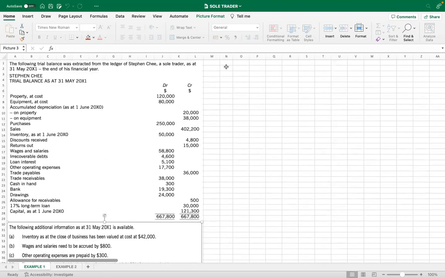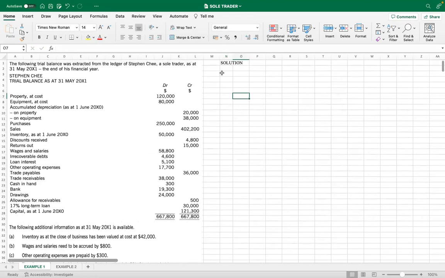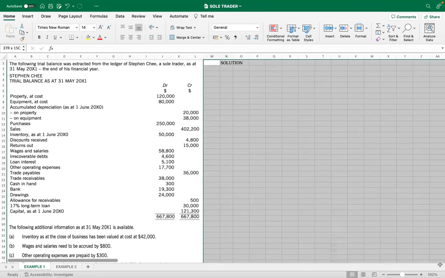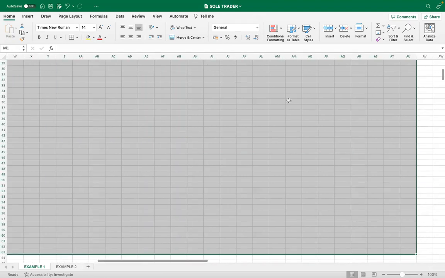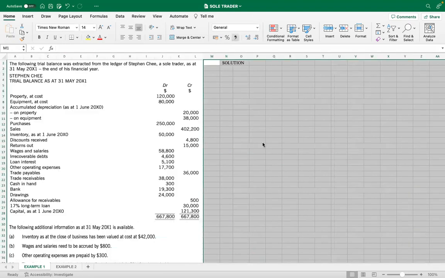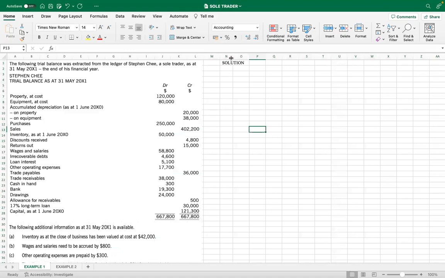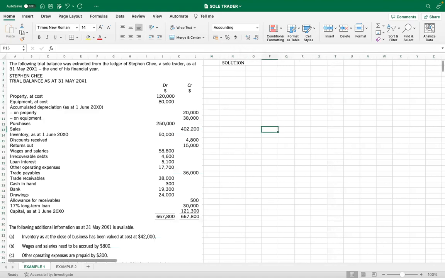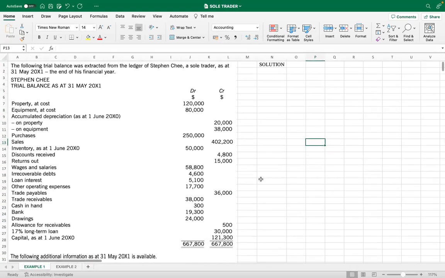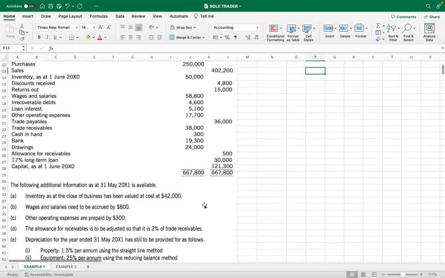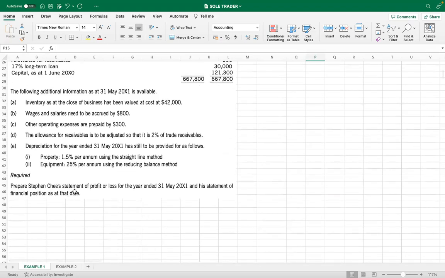So in our starting point, we'll start by preparing the first account that we have been asked. Solution. Let me just create some space for calculations. I'll slightly try to increase the platform. So we are being told, prepare Stephen Chi's statement of profit or loss for the year ended 31st May.